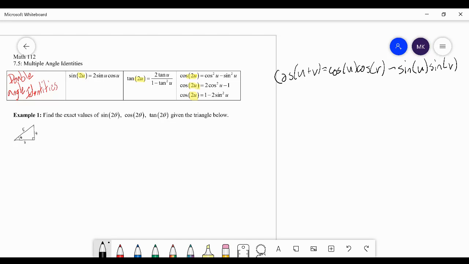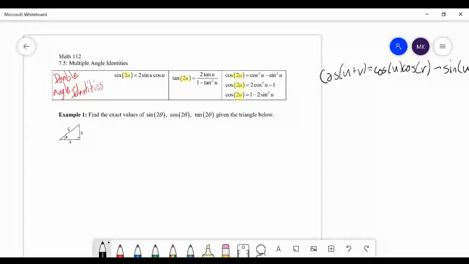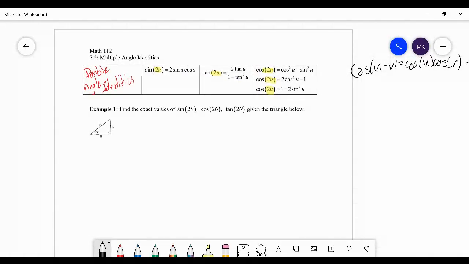Now, the way we get the other two is just utilizing the Pythagorean identity. So sine squared u is 1 minus cosine squared. Distribute the negative, and then similarly for the last one, cosine squared, and so go from there. The trick with these, sine and tangent are easy because we only have one formula, not a big deal. The trick with the cosines is identifying which form we want to use.